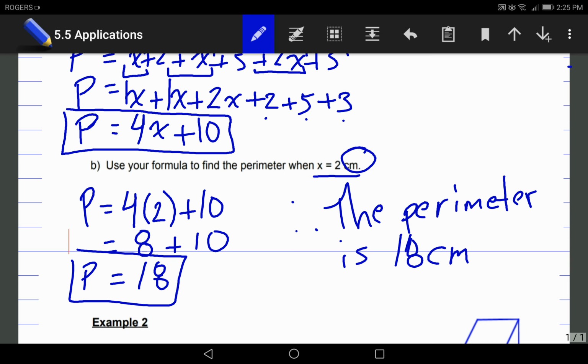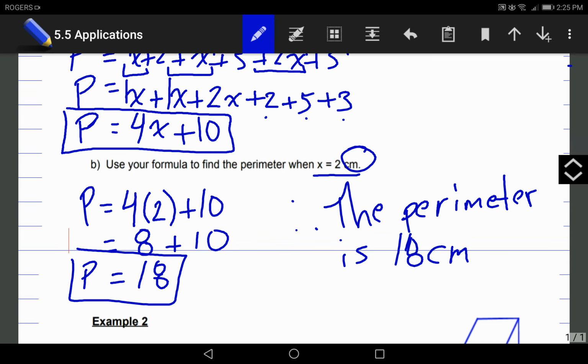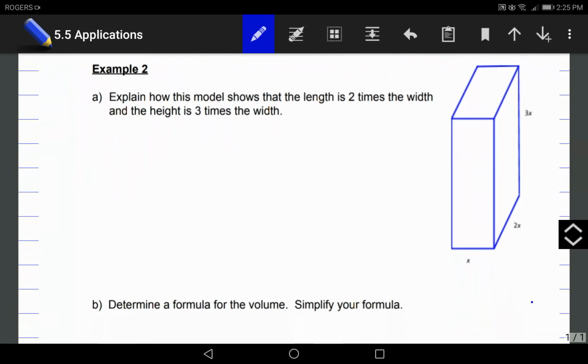Okay, so if you want, you can pause the video at this point, try this question by yourself. Both questions A and B, cover my answer, and see if you can get it right. I'm going to move on to example 2.